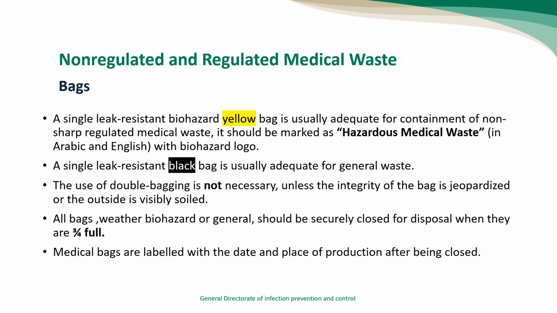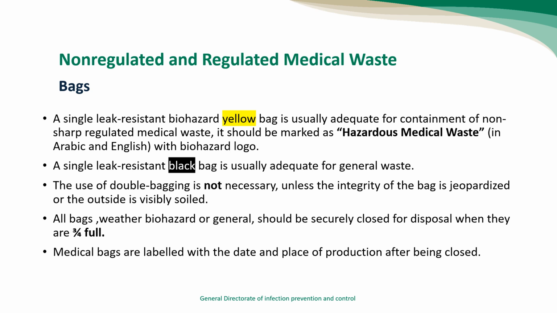Like the containers, we have two different types of bags, one for the infectious waste and the other one for the general waste. The one for the infectious waste should be a single leak-resistant biohazard yellow bag. It's used for the non-sharp regulated medical waste. There should be a phrase written on it, hazardous medical waste, both in Arabic and English with a biohazard logo. On the other hand, the general waste should be placed in a single leak-resistant black bag.